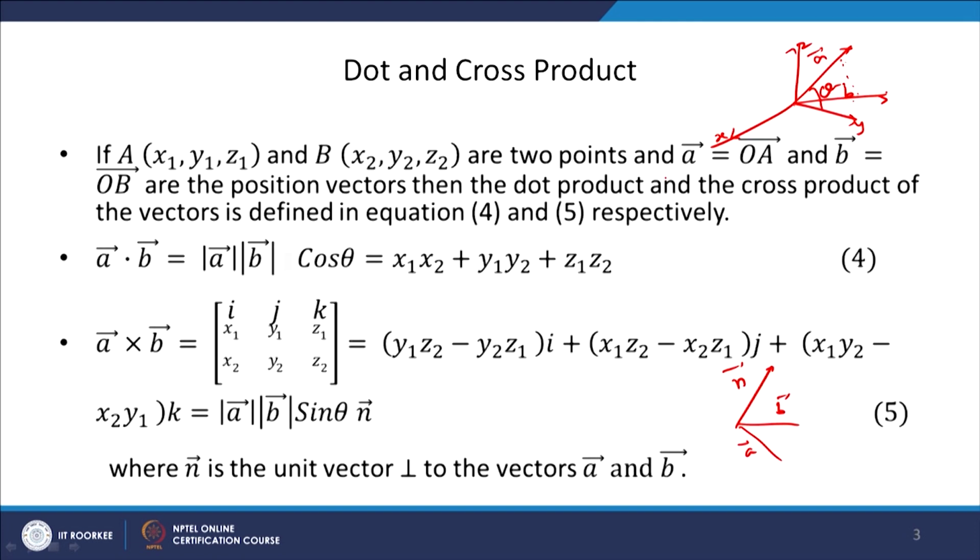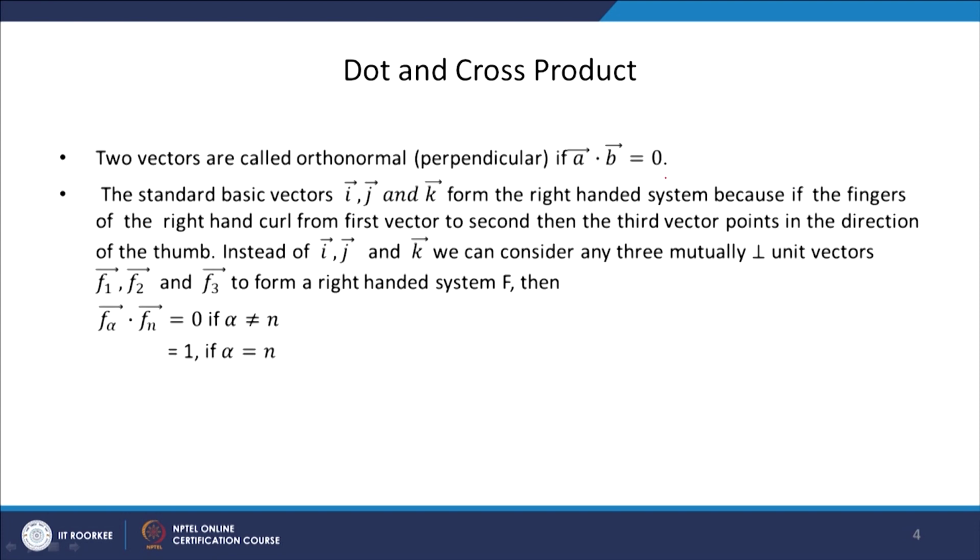A dot B is mod A mod B cos theta. If theta is 90 degree, then A dot B equal to 0. So the vectors will be perpendicular to each other, or we call them as orthogonal vectors. If the modulus of both the perpendicular vectors is 1, then they are called orthonormal vectors.